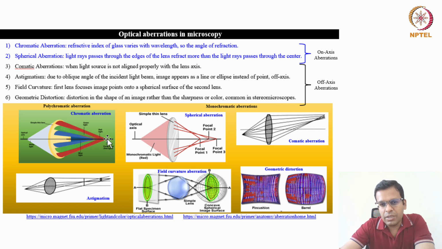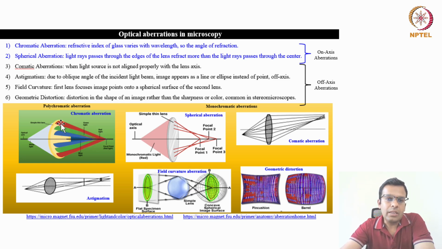All the red color light will merge at this point, whereas all the blue color light will merge at this point. So all the colors will not merge at the same point to form an ideal image. Okay, so this is known as chromatic aberration. Because of different colors and their different extent of diffraction, they will merge at different focal points.